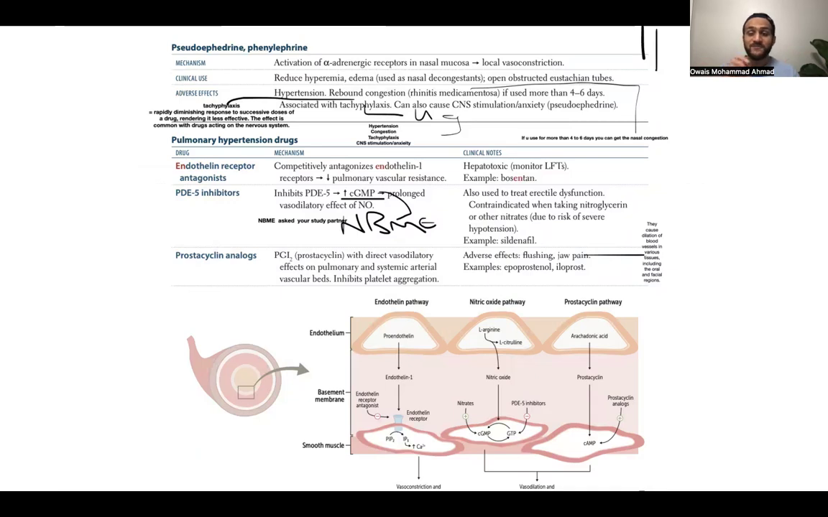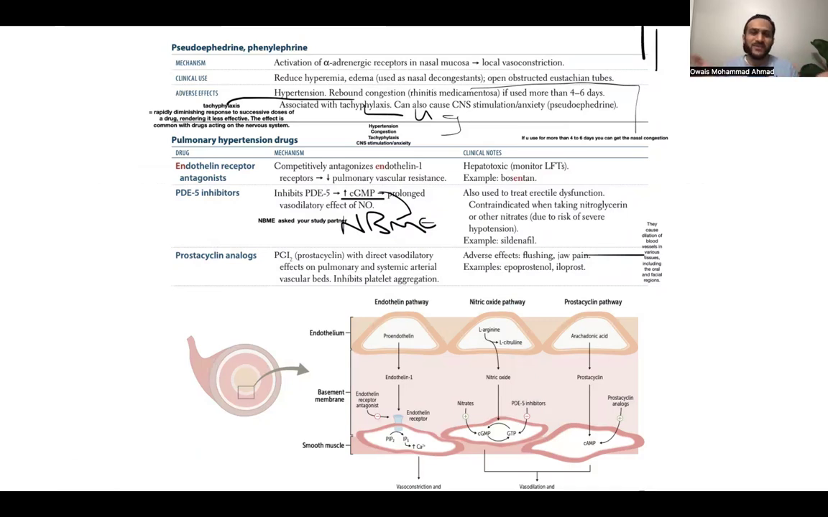Now let's come to pseudoephedrine and phenylephrine. Activation of alpha-1 adrenergic receptors in the nasal mucosa causes local vasoconstriction. So these cause reduced hyperemia, are used as nasal decongestants, and open the obstructed eustachian tubes. Adverse effects are hypertension and rebound congestion, rhinitis medicamentosa if used more than 4 to 6 days, associated with tachyphylaxis. So what is tachyphylaxis?